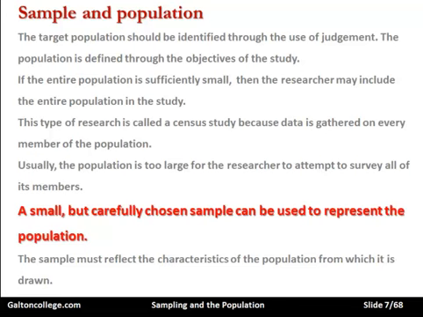And by random I mean every member selected has an equal chance of selection. Every member of the sample has an equal chance of being selected. That's the important point to bear in mind. The sample must reflect the characteristics of the population from which it is drawn. So it should not depend on the opinions of the researcher. The researcher should be neutral, and each member of the sample should have an equal chance of selection.